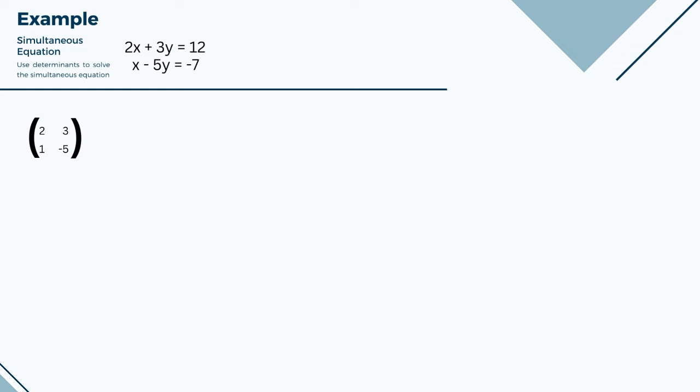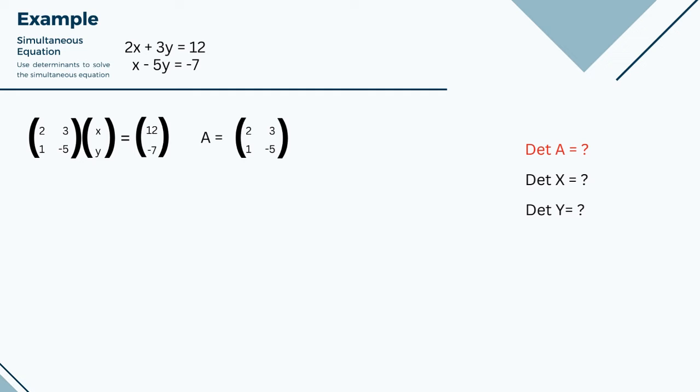Before that, we need to represent the simultaneous equation in matrix form. So basically, we extract the coefficients of the variables we have, x and y. Look at the simultaneous equation. We have 2 as the coefficient of x, then 3 as the coefficient of y, we have 1 as the coefficient of x, and we have minus 5 as the coefficient of y. Then we are dealing with 2 unknowns, x and y, so that equals 12 and minus 7. From here we can extract the matrix A to be 2, 3, 1, minus 5, and from there we can find det A.